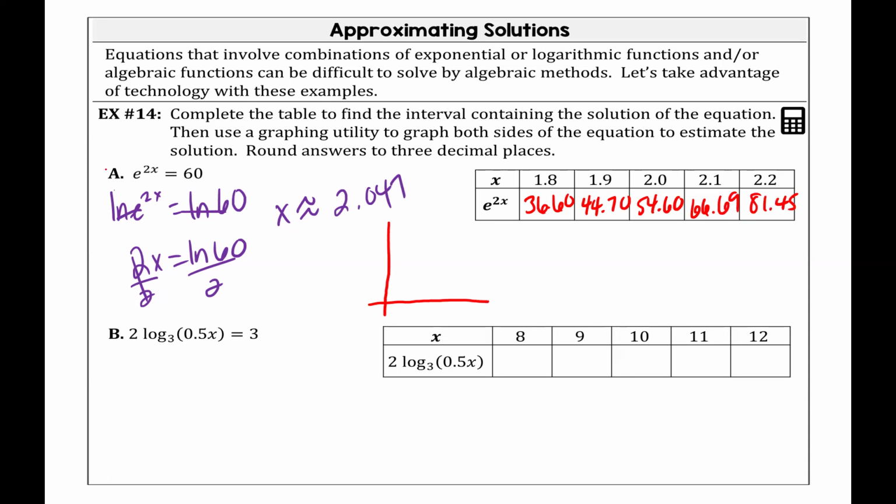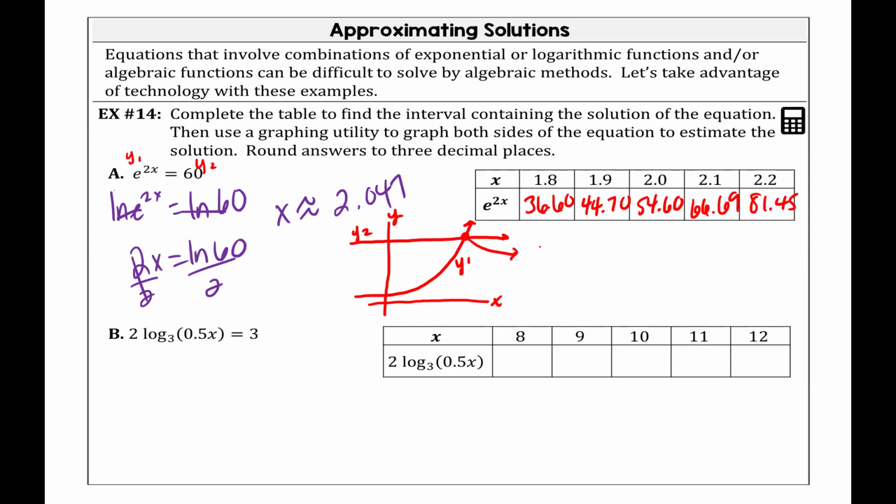And if you were to graph, remember this would be your y1, this would be your y2, and you're going to look for their intersection. So when I graph the exponential, it should look something like so. And then when I graph my constant, 60, it'll look something like this. This is my y-axis, my x-axis. And this again is my y2, my y1, and their intersection is the solution.